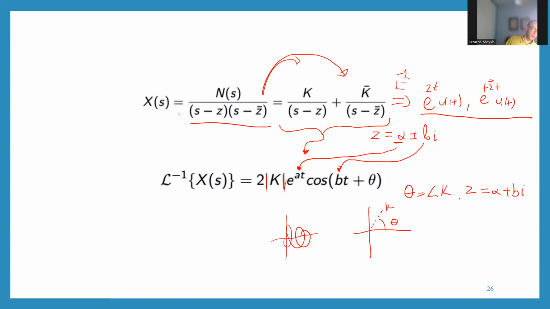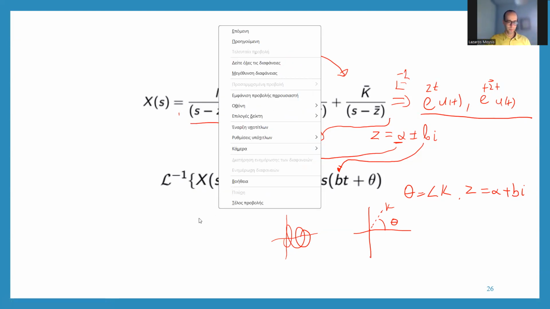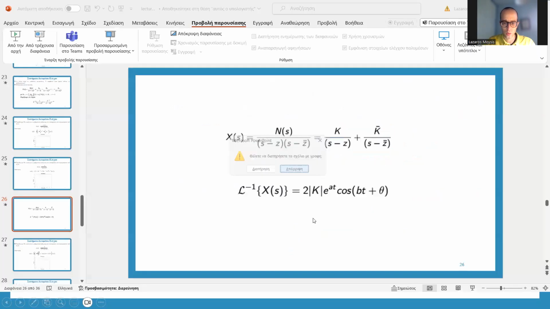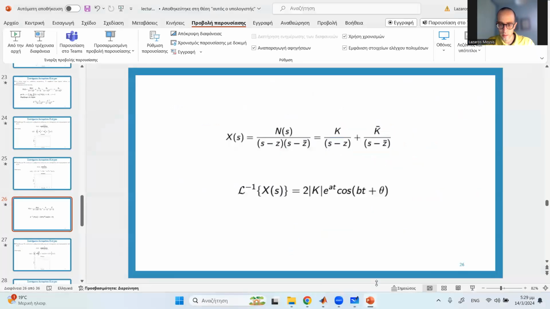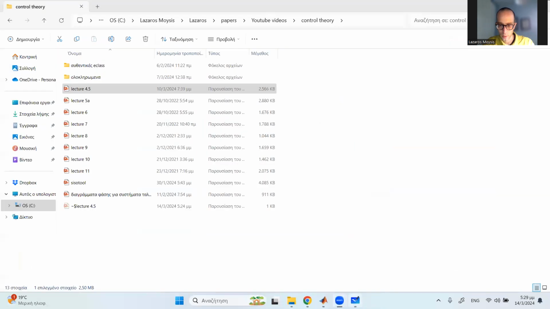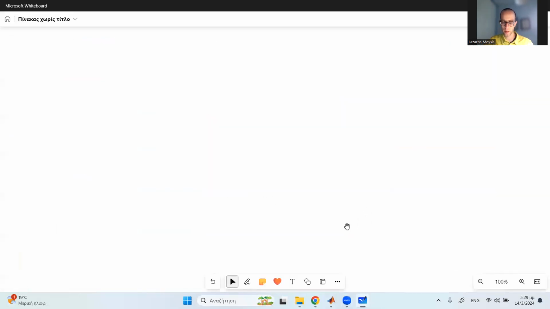So that's it. The process is very simple. It looks complex, but actually it isn't. For that matter, I'm going to show you a couple of examples just to get acquainted with the whole process. So let's start with our first example. I'm giving you a transfer function, s squared plus 4s plus 8 in the denominator, and for this I'm searching for the impulse response.